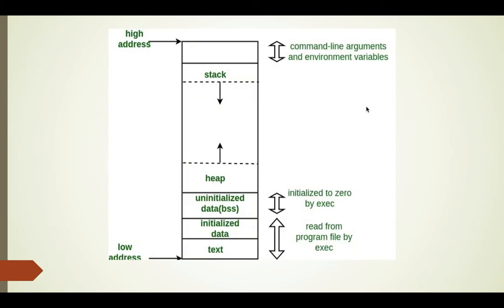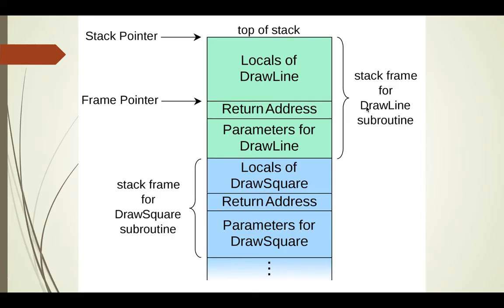Stack is a section of a memory map wherein we store our local variables. It is also the section where we store the return address of the functions. So, if we want to know how the stack is actually populated, let us say there are two functions, draw line and draw square. Draw line is getting called by a function called draw square.